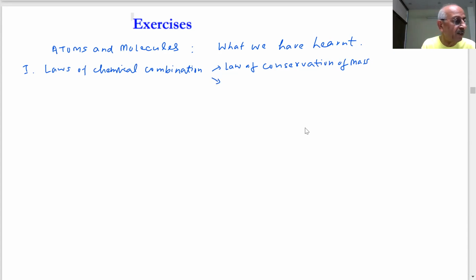Then what was the second law which we studied? Law of definite proportion. What is the law of definite proportion? Sir, it states that in a chemical compound, the elements are always present in definite proportion by mass.